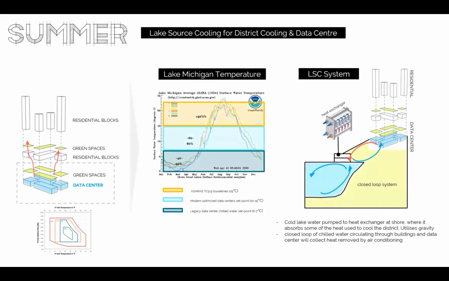For summertime, we are implementing the lake source cooling system, which is kind of like a closed loop system where we use cold lake water pumped to the heat exchanger at the shore, and it will absorb the heat that's purged out onto the heat sink using Lake Michigan. And this will circulate around the buildings and data center to collect the heat removed from the air conditioning.